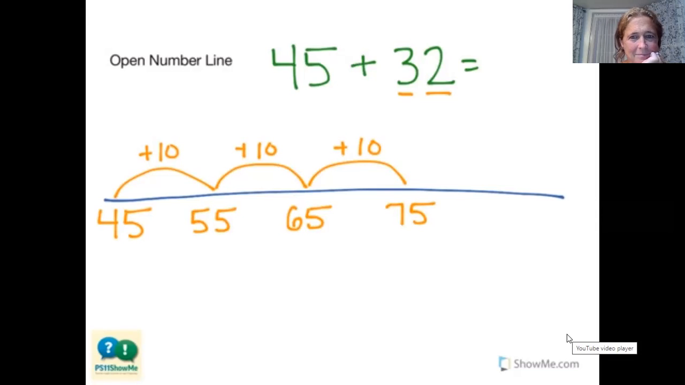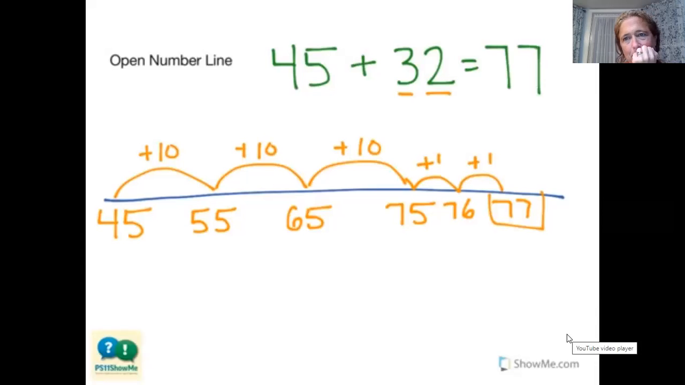Next, I will add 2 ones and represent that with a smaller jump and label. Plus 1, plus 1. 75 plus 1 equals 76, plus 1 equals 77. Last, I'll add my sum to my equation. 45 plus 32 equals 77.